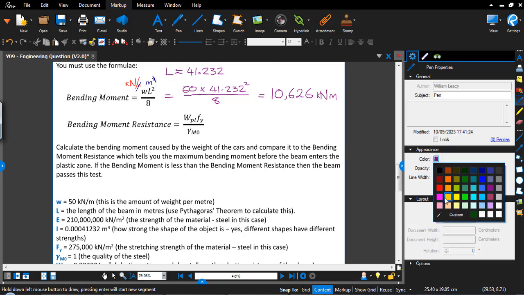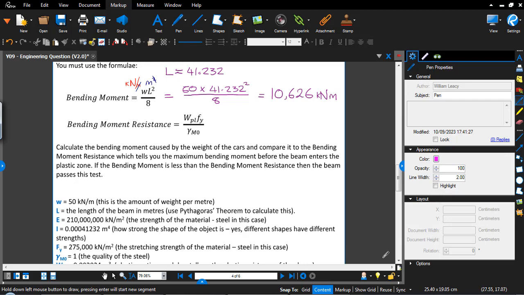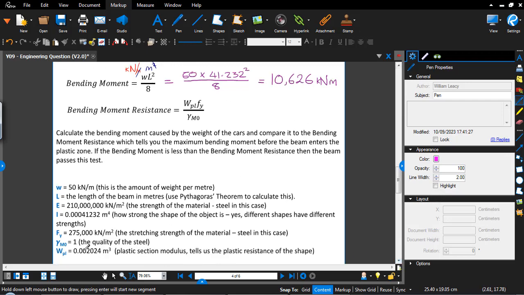I'll do it in a different color. So WPL is the plastic section modulus. Yeah, it's here. So that's literally just substitution. They're scary numbers, but don't worry too much about it. 2,024. So that's from here. Fy, so that's the stretching. They don't call it the stretching strength, they call it the tensile. You know, tension. When you put a string in tension, you stretch it. It's the tensile strength, but I just call it stretching so you'd understand.